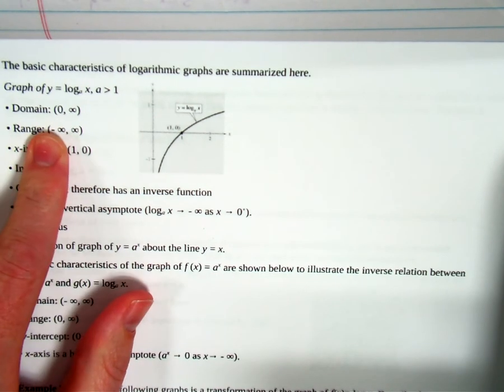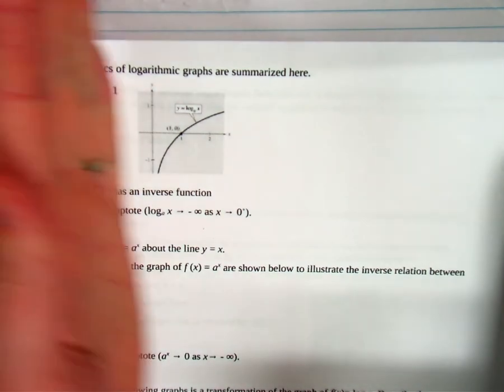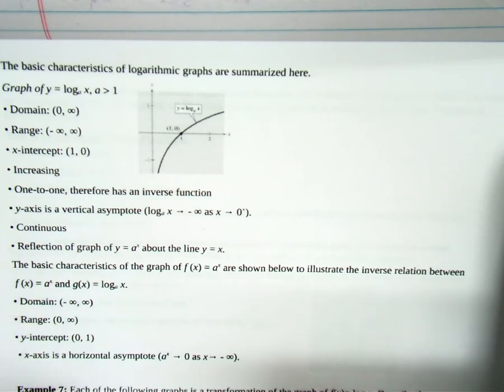So, our domain for those would be x's greater than 0. Range is going to be all real numbers, going forever down, forever up. The up part's pretty slow. The x-intercept is going to be 1, comma 0. Just like the other one, the y-intercept was 0, comma 1. Now we're going to have an x-intercept of 1, comma 0. It's increasing, one-to-one, meaning it passes the vertical and the horizontal line test there. So it would have an inverse, which we just did the unit before. Vertical asymptote at x equals 0, aka the y-axis.